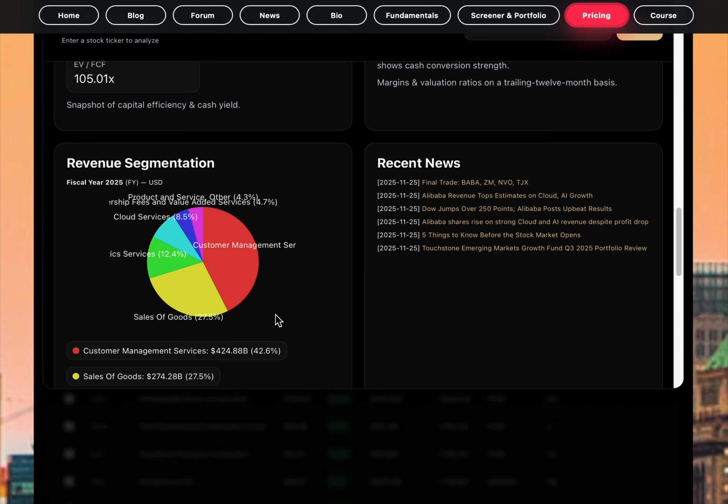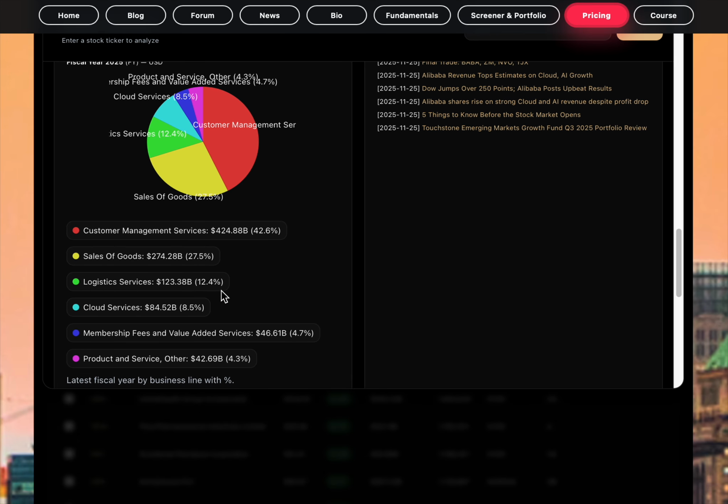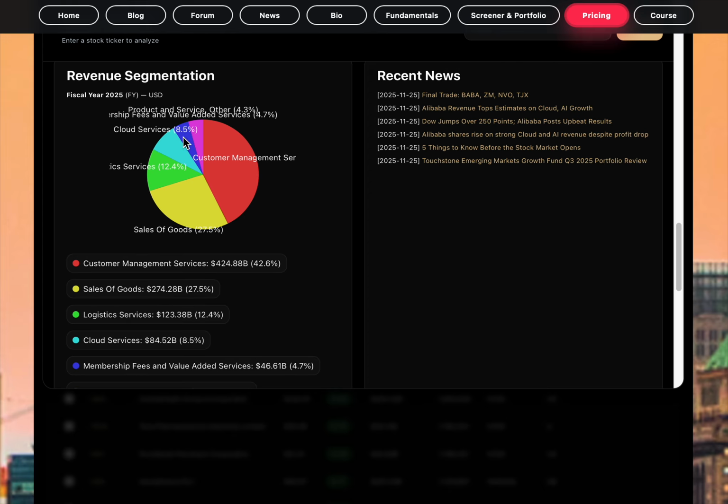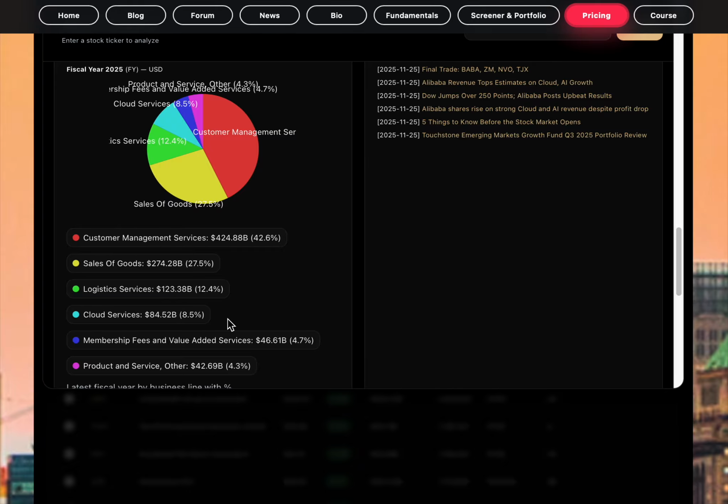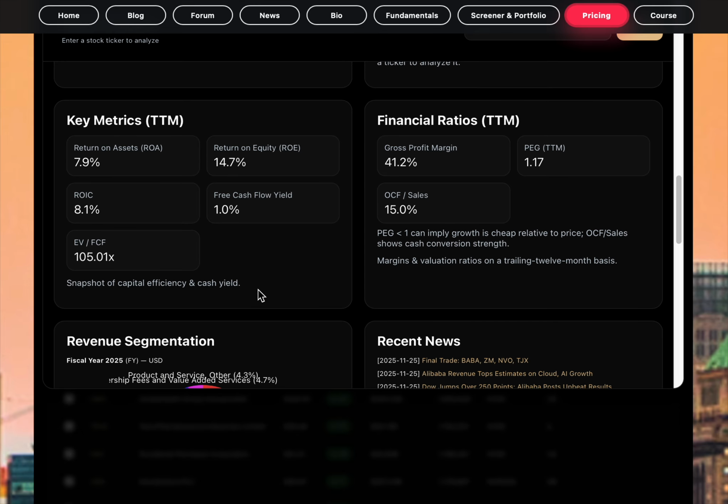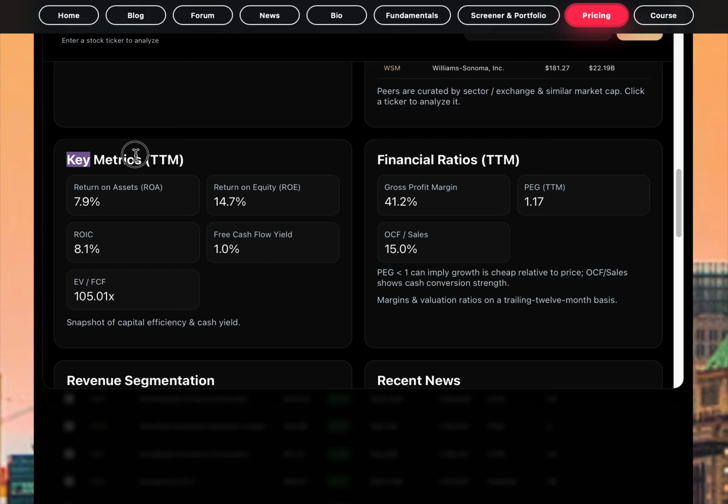Then you can also see the revenue segmentation. If the company relies heavily on one revenue stream, this is a bad sign. This is bad diversification. And you should generally see a lot of income sources over here. You can read recent news and key metrics. This is very important. I will place the article that explains how to compare key metrics and financial ratios to the competitors to pick the best share among closest peers.